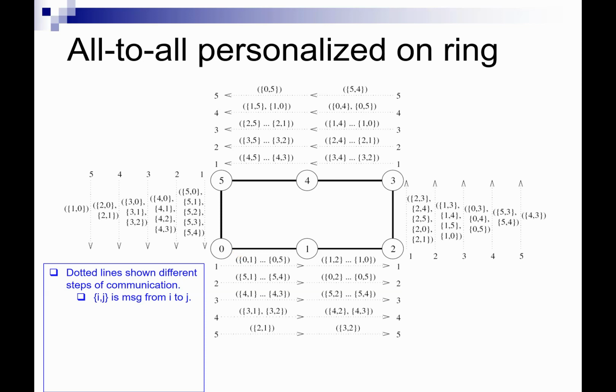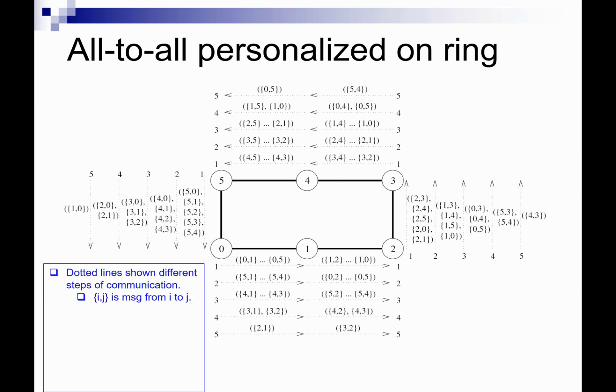All right, so to see how this is going to work, we're first going to do this on a ring. Okay, so on the ring, in the first time step, 0 has messages that it wants to send to all the other processes. And the way we're going to represent that is we're going to write these things in the curly braces. So {0,1} is the message that 0 wants to send to 1. Okay, {0,2} is a message that 0 wants to send to 2, and so on. And then here {1,2} is a message that 1 wants to send to 2. Okay, and then 1 also wants to send a message to 3, to 4, to 5, and to 0. Okay, so {1,0} is a message that 1 has for 0.